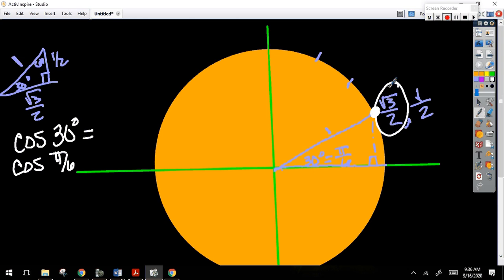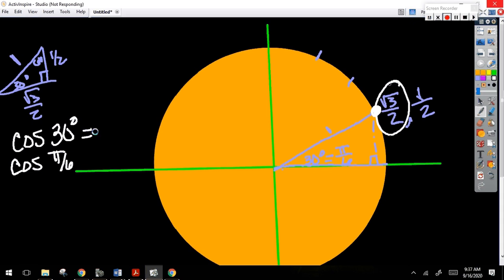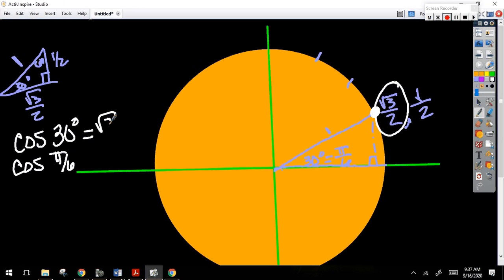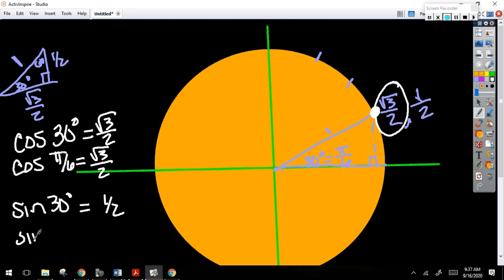So this is the square root of 3 over 2. Guess what the y-coordinate is? The sine. The sine of 30 degrees is 1/2. The sine of pi over 6, which is the same thing, is 1/2. Are you all with me?